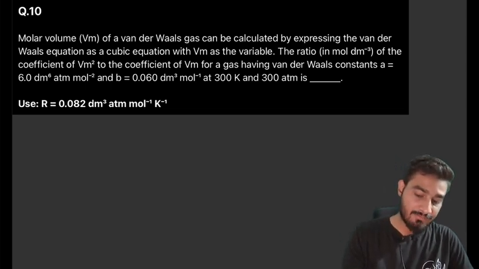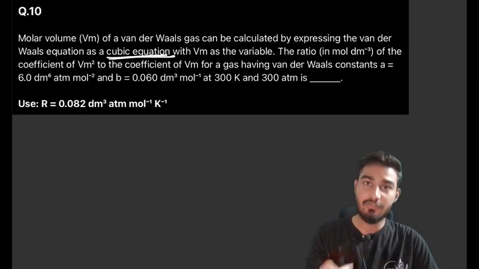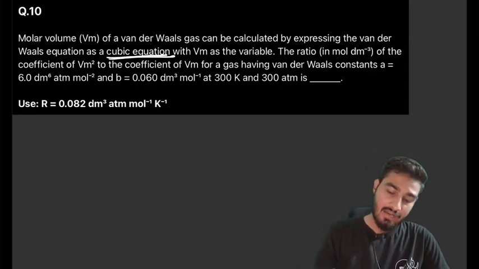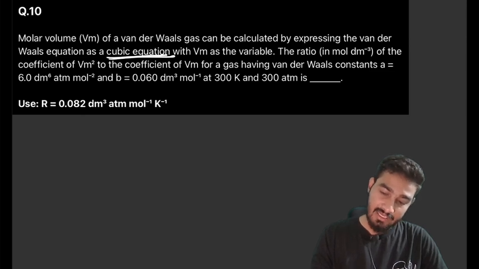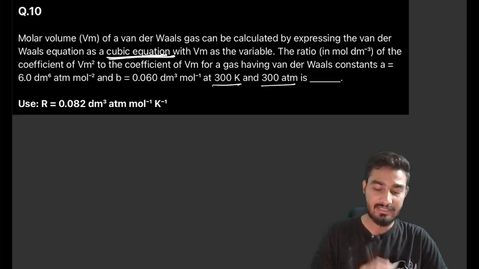The question says that the molar volume Vm for a van der Waals gas can be calculated by expressing the van der Waals equation as a cubic equation. For the cubic equation, we have written that for the van der Waals equation only. Whatever the van der Waals equation is, that only we have converted into a cubic equation, with Vm as the variable. The ratio, in mole per decimeter cube, of the coefficient of Vm square to the coefficient of Vm, for a gas having van der Waals constant A, is asked. The A value, the B value, the temperature and pressure are given to us, and the R value is also given. This R value we have to use.